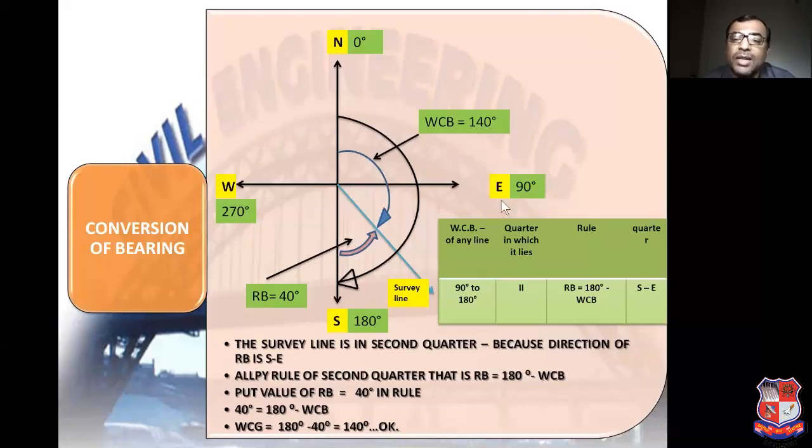Southeast means the second quarter. For the second quarter you have to use this rule: RB is equal to 180 degrees minus WCB. RB is 40 degrees. So 40 degrees is equal to 180 degrees minus WCB. Take WCB from the right-hand side to the left-hand side, so it becomes plus. WCB is equal to 180 degrees minus 40 degrees, as it moves from left to right it becomes minus. So 180 degrees minus 40 degrees, that is 140 degrees, is the answer.